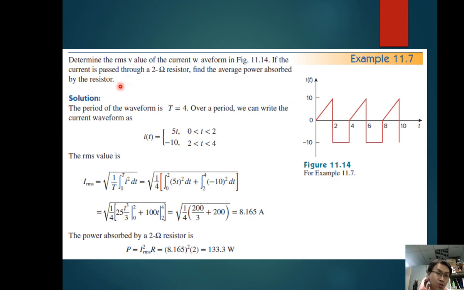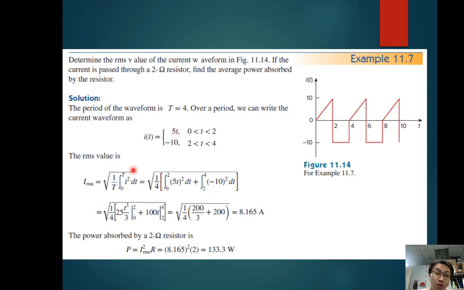So for example, we determine the RMS value of the current waveform in figure 11.14. If the current is passing through a 2 ohm resistor, find the average power absorbed by the resistor. So we find that the time period is 4 seconds, and then it repeats again. But every section has a different waveform. From 0 to 2 seconds, it is 5t. This line is 5t. From 2 to 4, it is negative 10. And then again, 5t, negative 10.